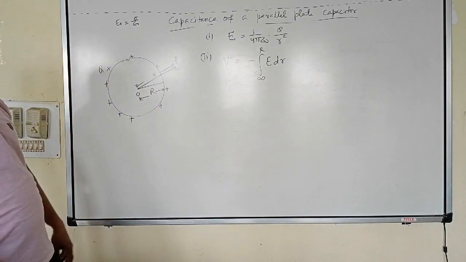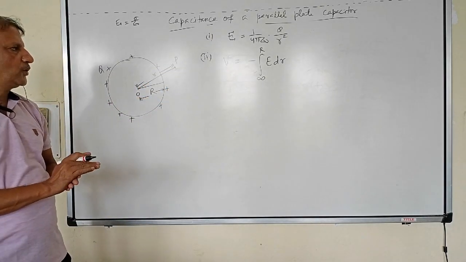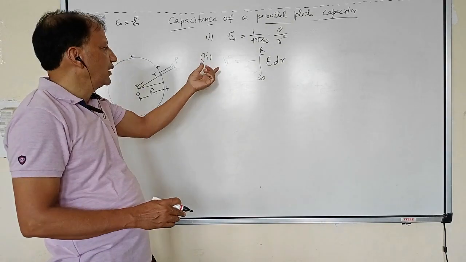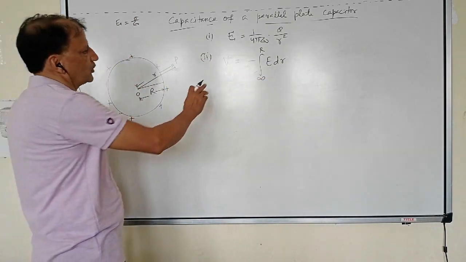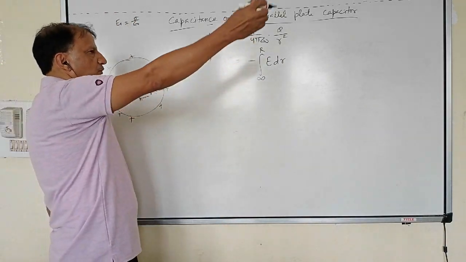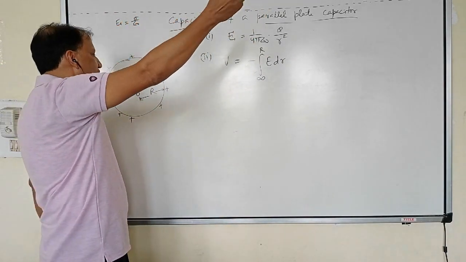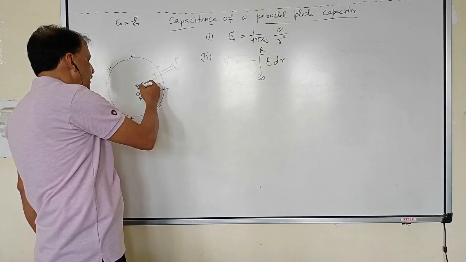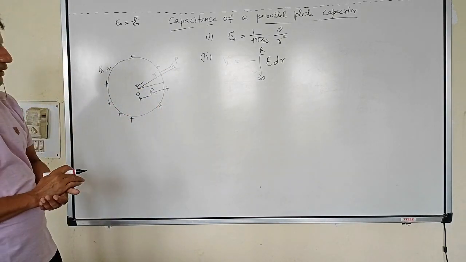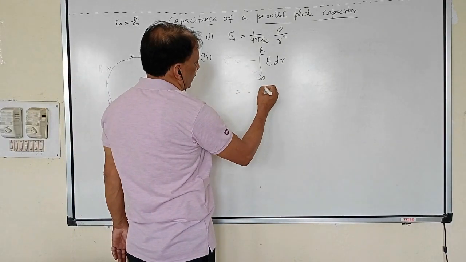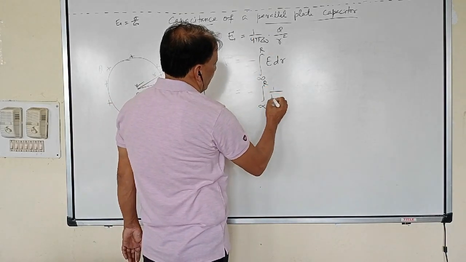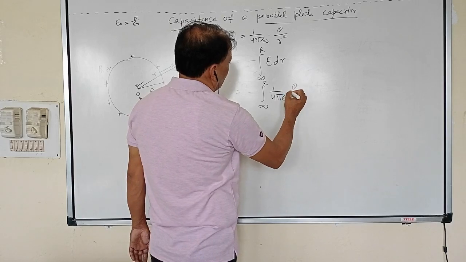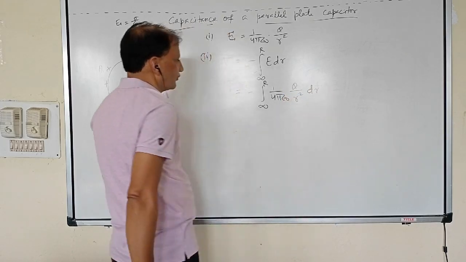Now one has to calculate the potential, so we have to calculate this integral. By definition, V equals minus integral of E dr. Here the lower limit is infinity and the upper limit is r, because we bring the unit positive charge from infinity to that particular point at a distance r from the center. Putting the value of E, 1 by 4 pi epsilon naught Q upon r square, in dr.